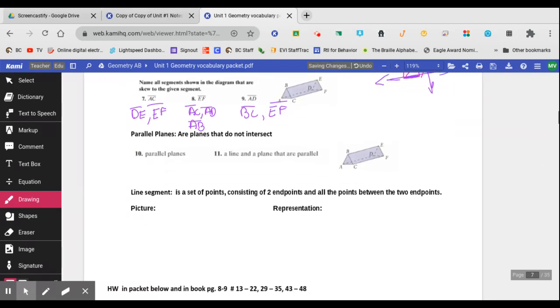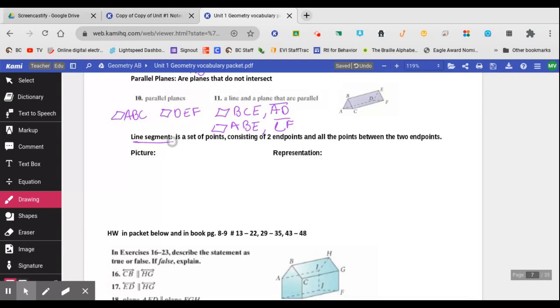Parallel planes are planes that do not intersect. So my parallel planes here would be plane ABC and plane DEF. For a line and plane that are parallel, I could do plane BCE and AD. I could also do other combinations, plane ABE and line CF. Could also do the bottom plane and BE.